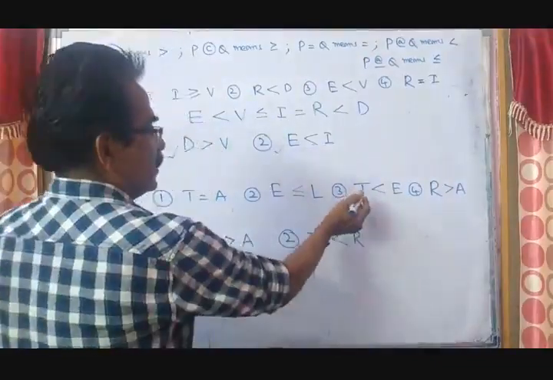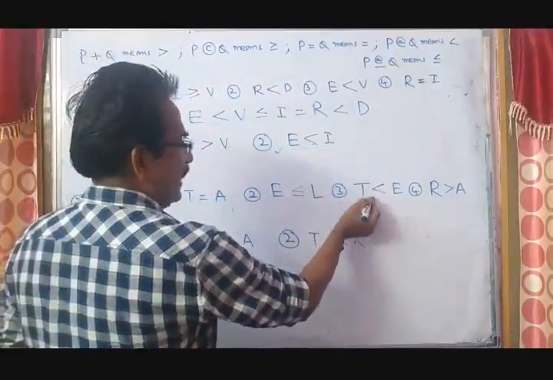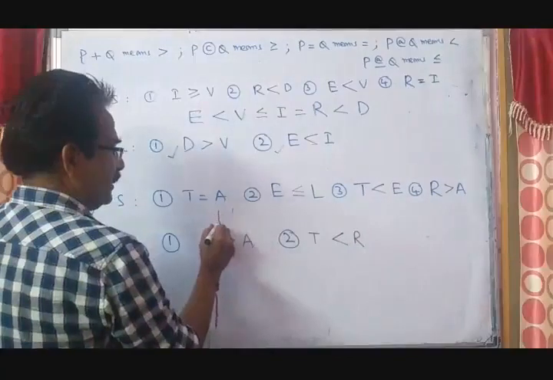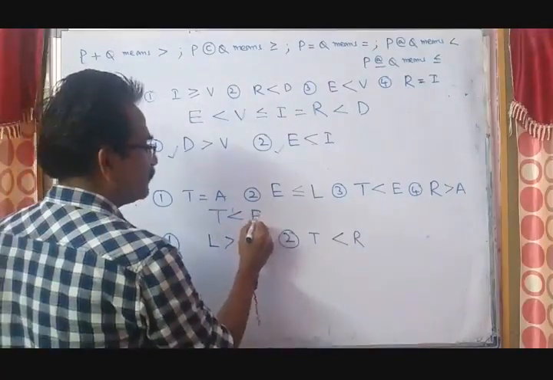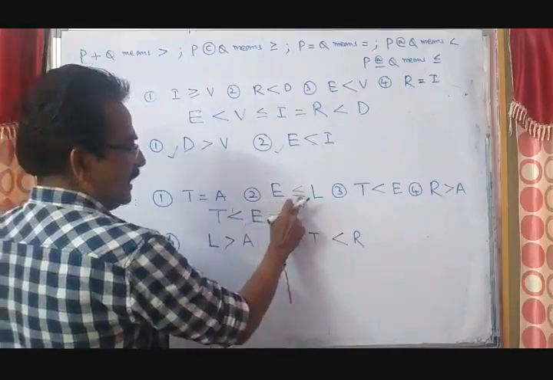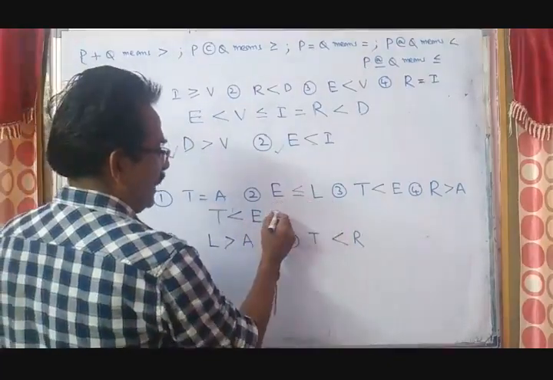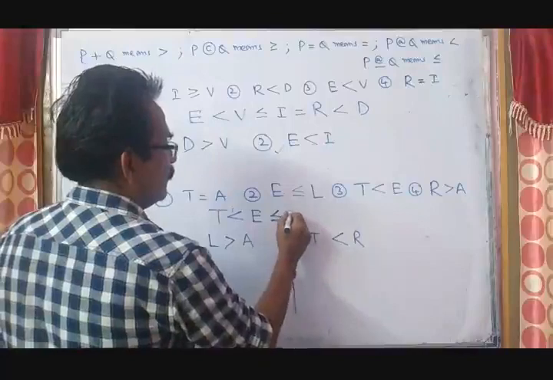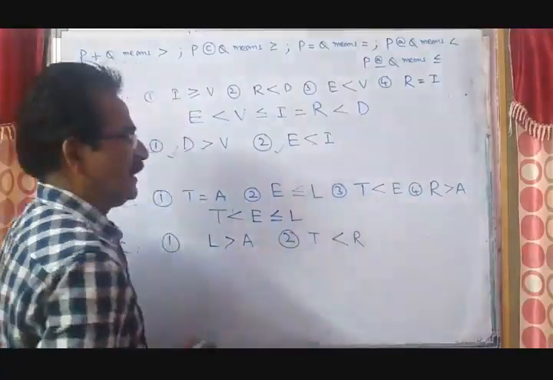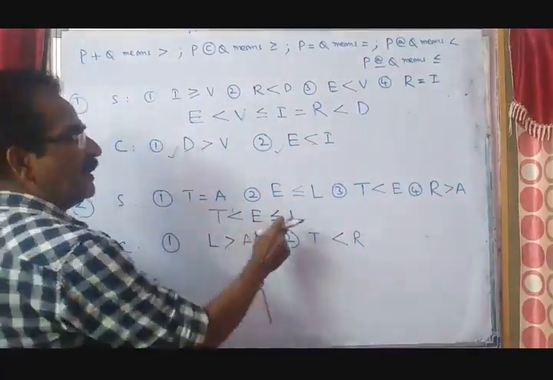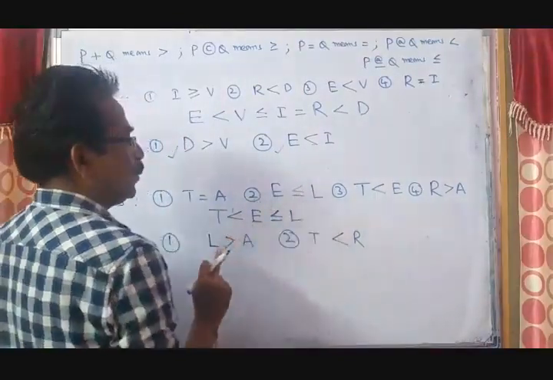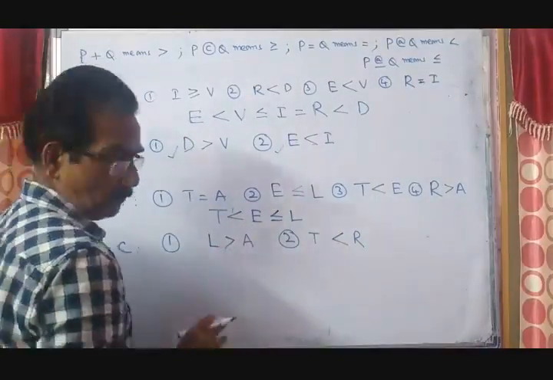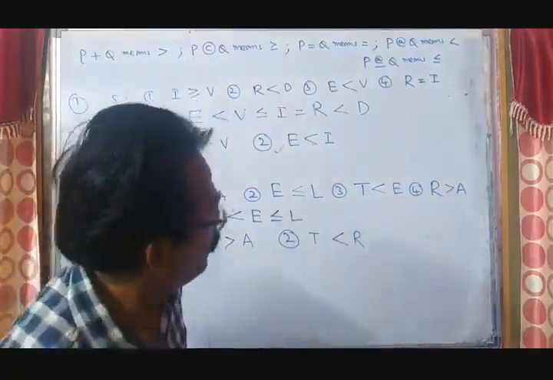Okay, friends. So now let us begin with T. T less than E. E less than or equal to L. L, so two T's are there. We should not begin with the T.